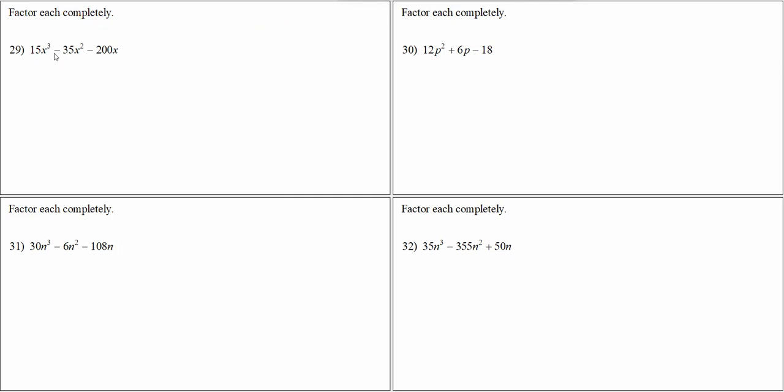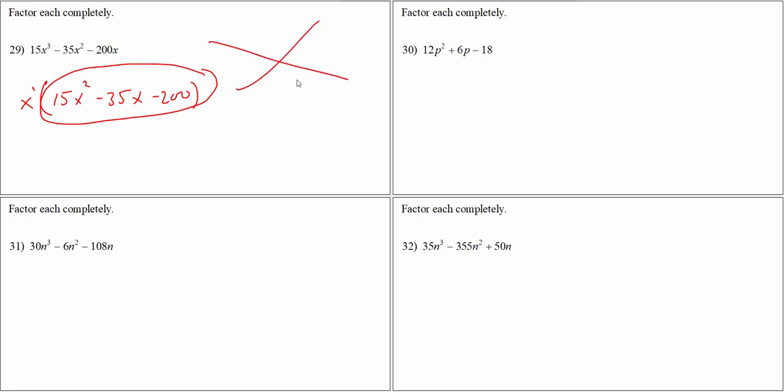I'm going to have to do that. So in this case, what variable do they have in common? They have an x in common. How many? Just 1. Okay, so if I pull out 1x from all of them, I have 15x squared minus 35x minus 200. Now, using this, I can go ahead and make my x, find my numbers, and make my parentheses.